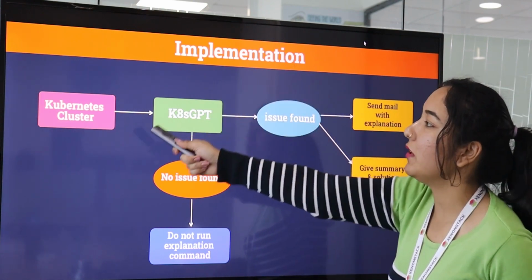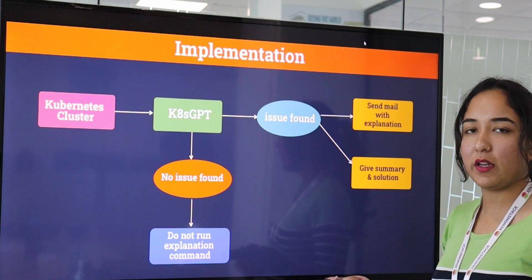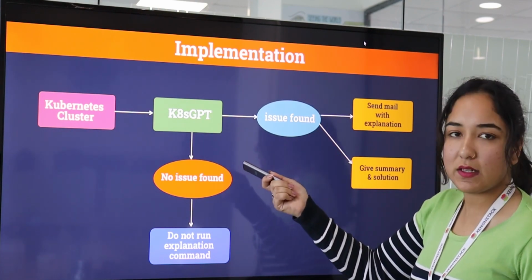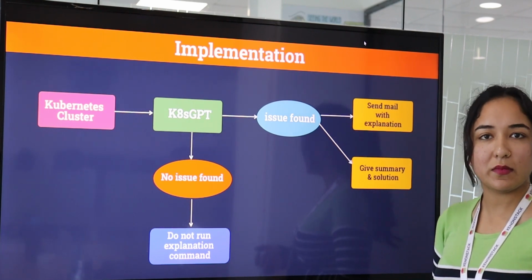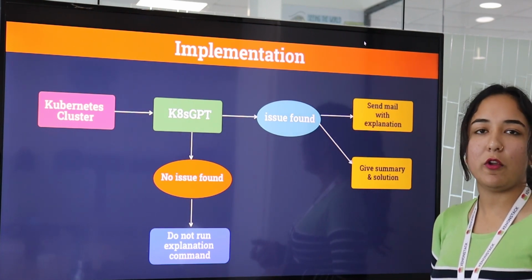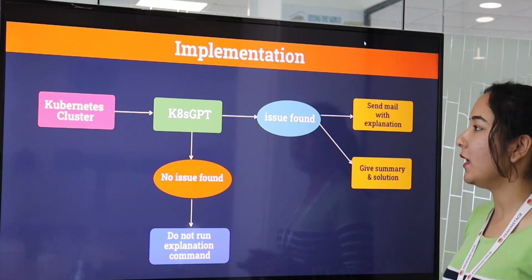So in this, I am running a Kubernetes cluster. You need to install Kubernetes and Docker in it. You need to install K8sGPT in it. In the Kubernetes cluster, I have run an Nginx pod and deployment. You can run Redis or any other deployment as well, as you like.